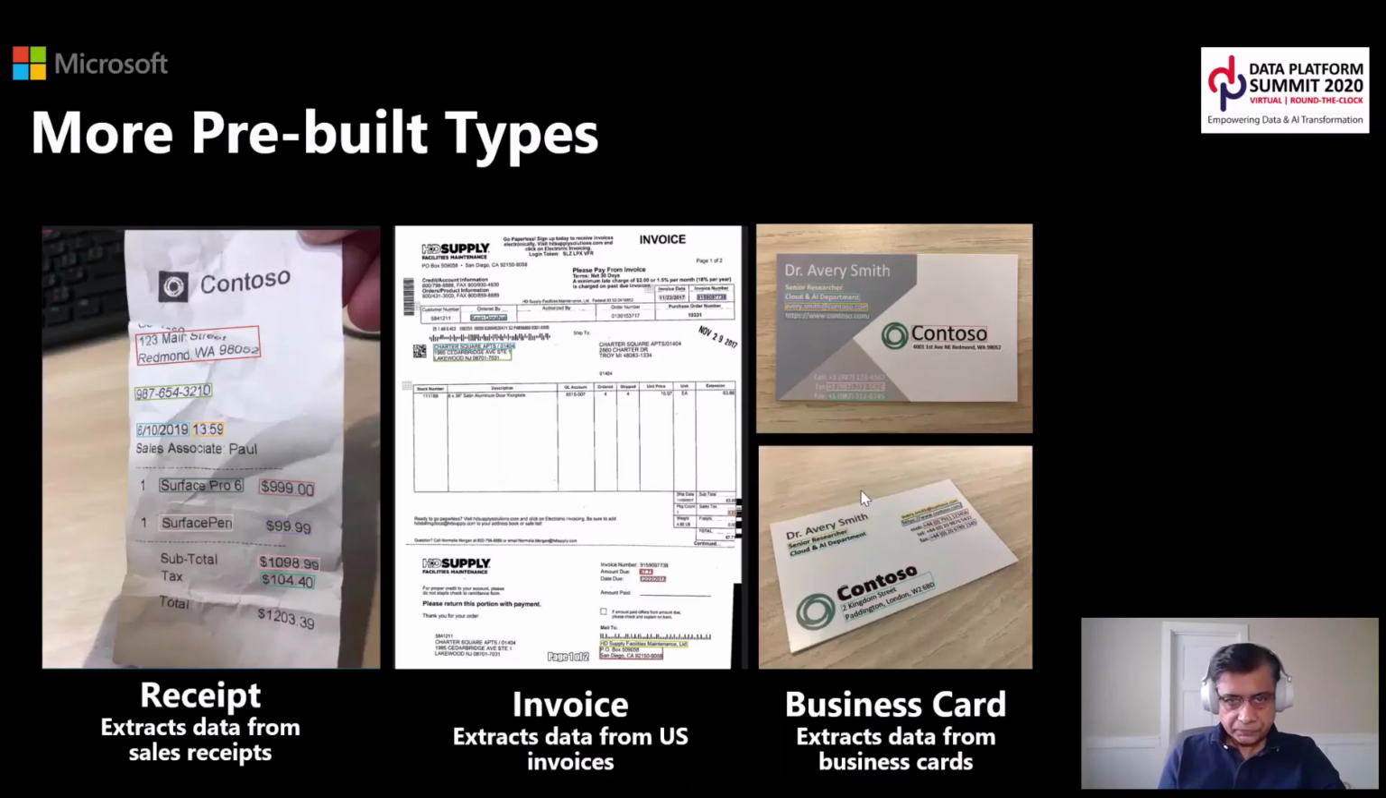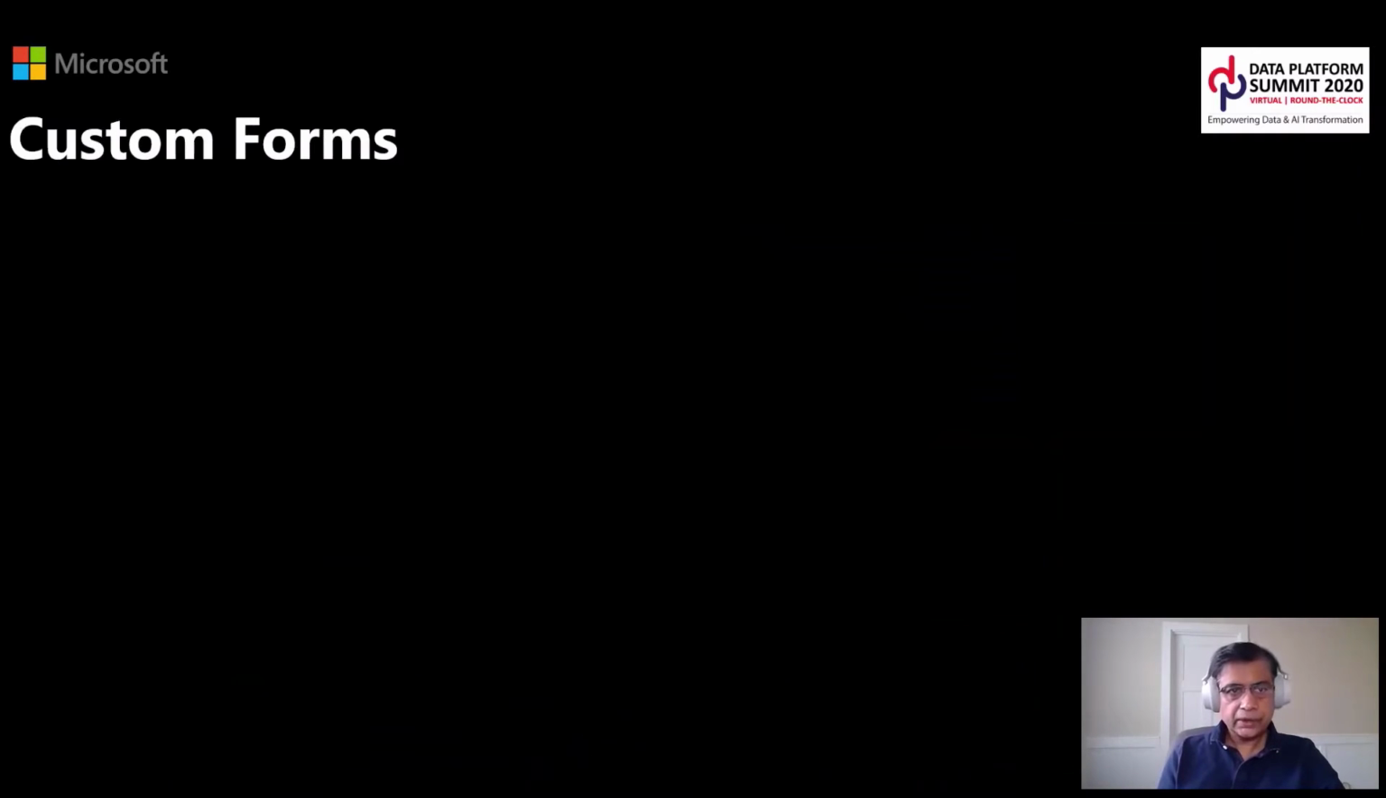That's pretty much it. We also have more pre-built types now available. In addition to receipt, we have invoices and business card models available. And the usage and the programming is exactly the same as we just saw for the receipt example in the previous slide. Right. So now let's look at custom forms.